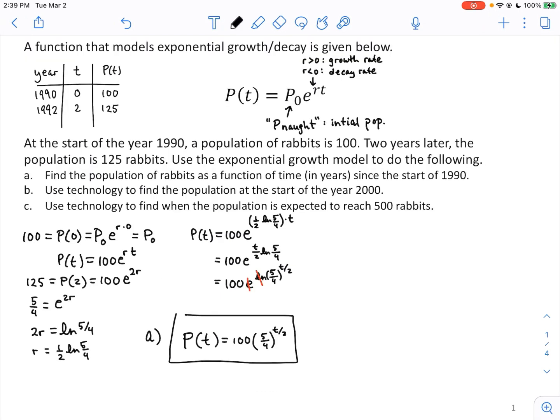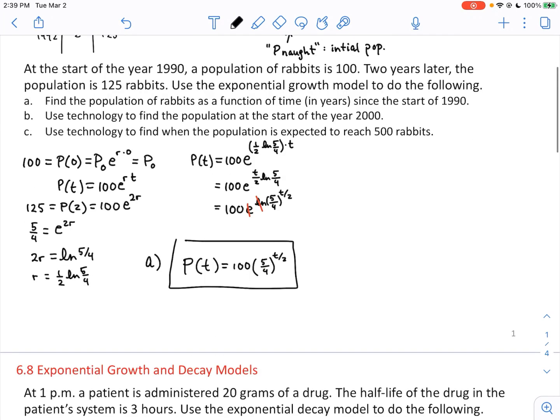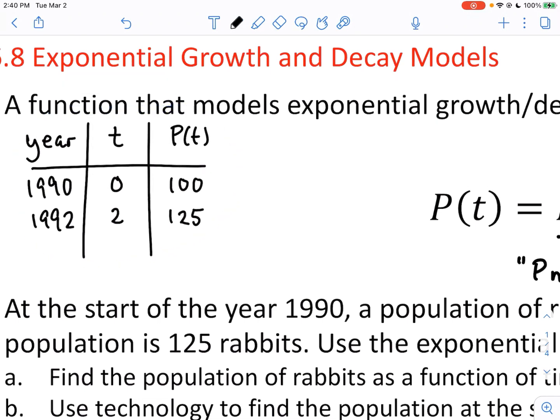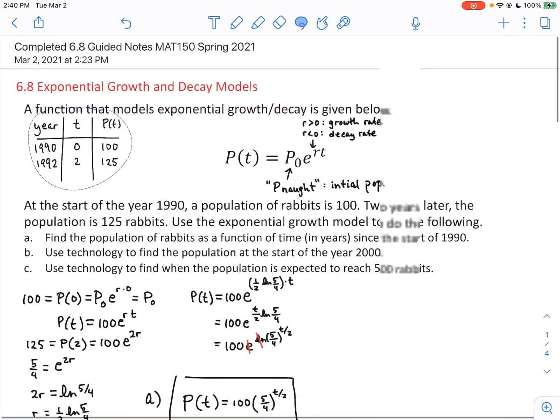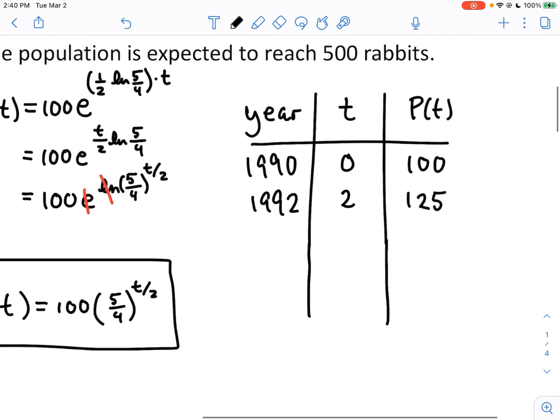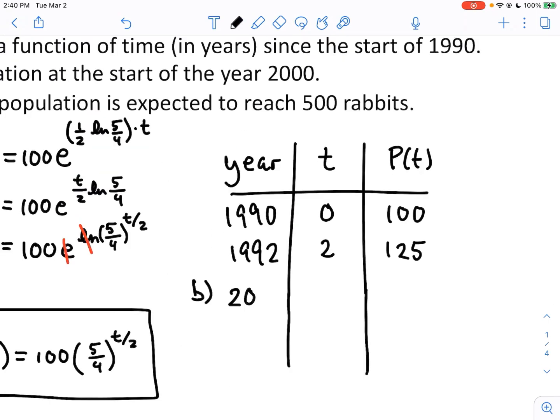Part B, use technology to find the population at the start of the year 2000. Okay, so in our table, at the start of the year 2000, we've got to figure out what t that would be. In fact, let me bring this table down over here so I can make it a little bit bigger and show you what it is we're trying to find here with part B. So part B, at the start of the year 2000, the time is going to be 10, because that's 10 years after 1990, and we're looking for the population at that time.